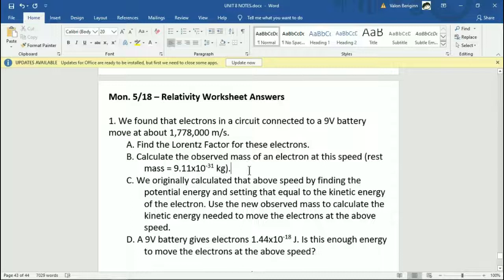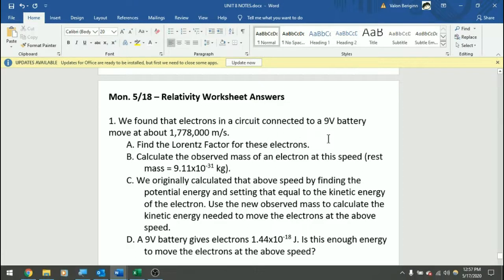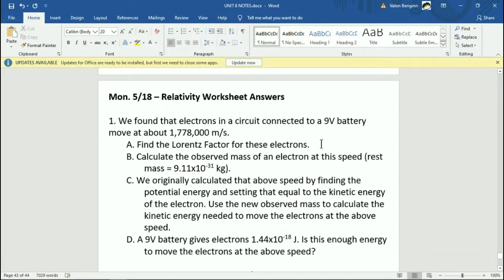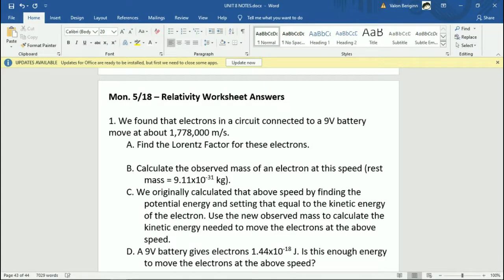Today I'm going to be going over the relativity worksheet from last week. I copied all the questions over from the worksheet into the general note document, so I'm going to be filling things in here so I have as much space as I need. First question: we have electrons in a circuit with a 9-volt battery moving at 1,778,000 meters per second. Find the Lorentz factor for these electrons.